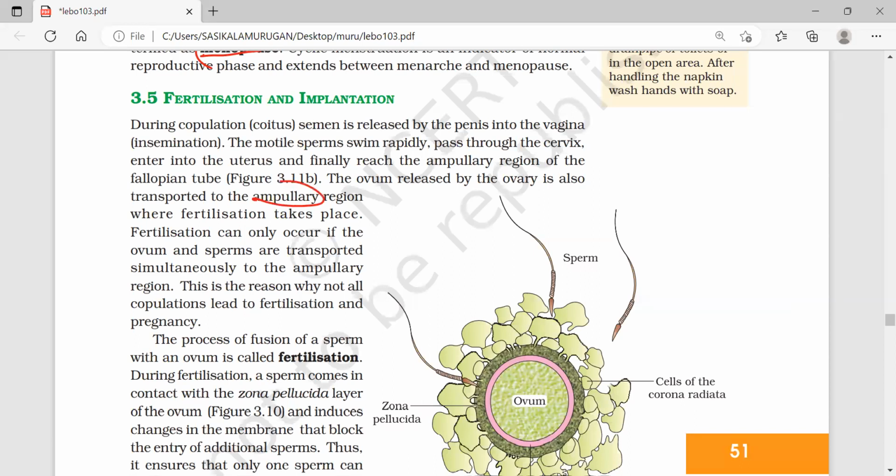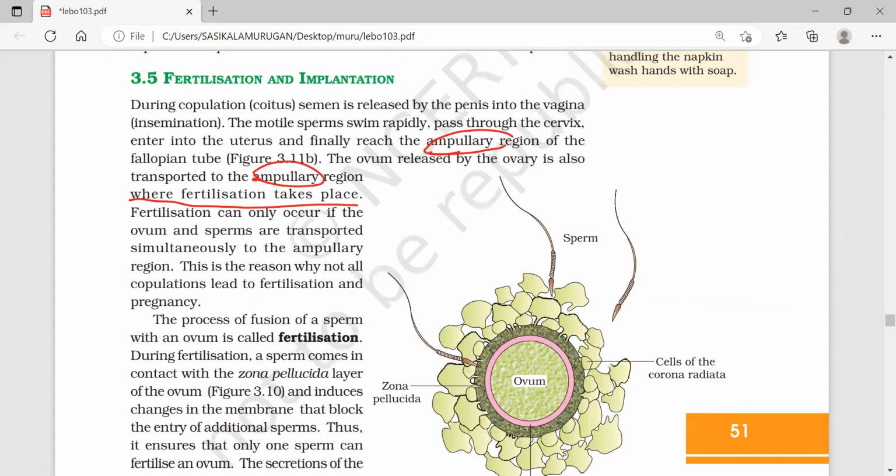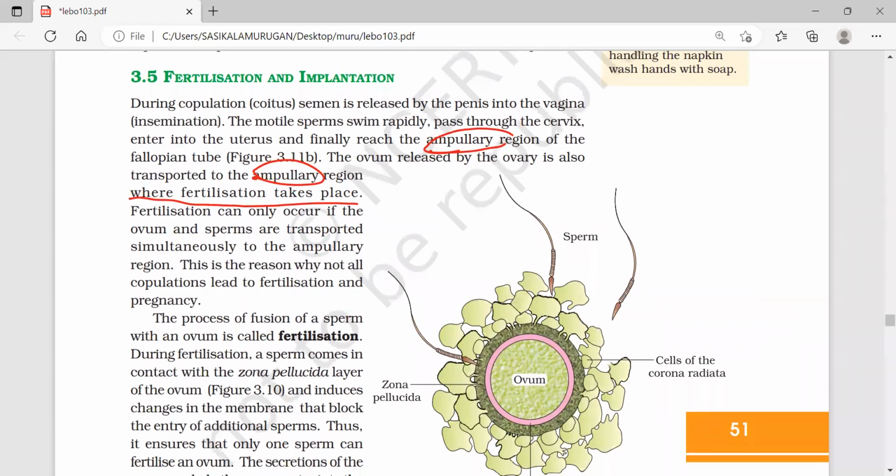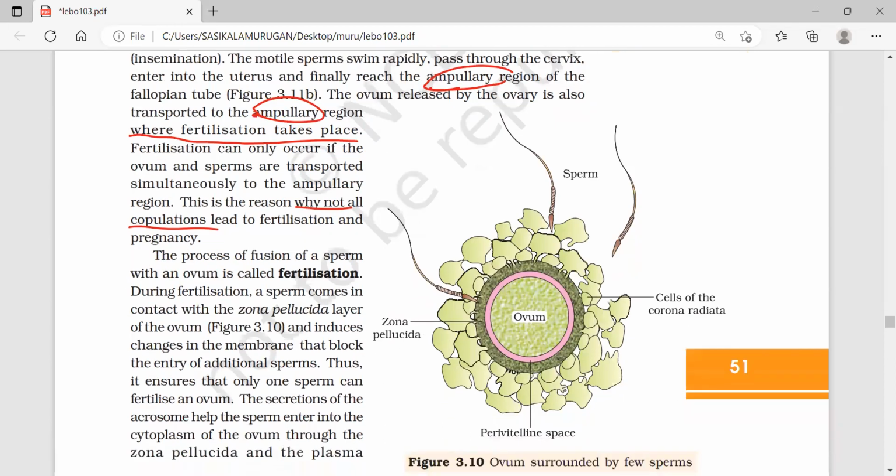In which region of the fallopian tube does fertilization take place? If we get a question like this, the answer is the ampullary region. Fertilization can only occur if the ovum and sperms are transported simultaneously. That is why not all coitus results in fertilization. This is the reason why not all copulation leads to fertilization and pregnancy.